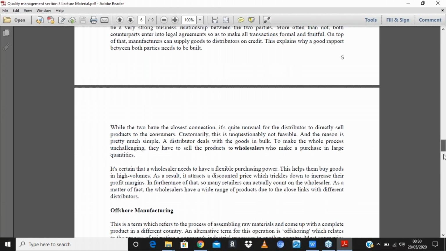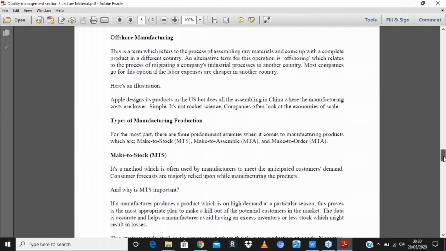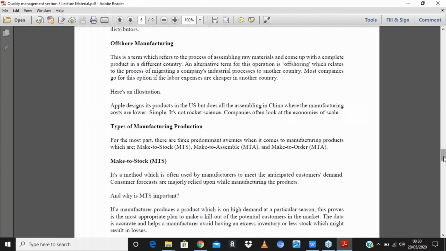So let's look at offshore manufacturing. We have just 10 minutes more, so let's speed it up. This is a term which refers to the process of assembling raw materials and coming up with a complete product in a different country. An alternative term for this operation is offshoring, which relates to the process of migrating a company's industrial process to another country.